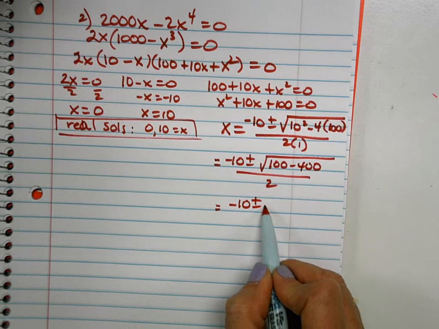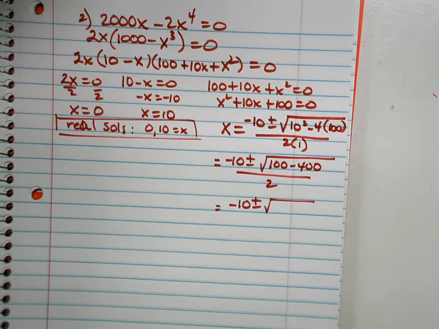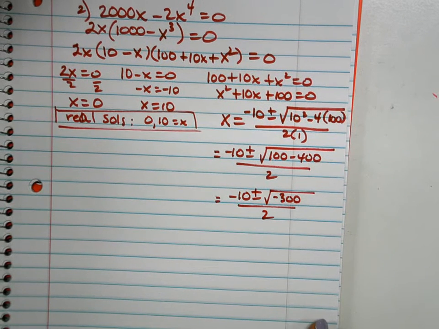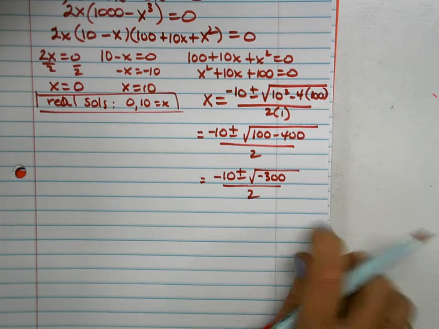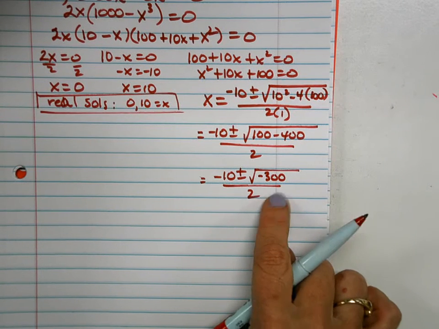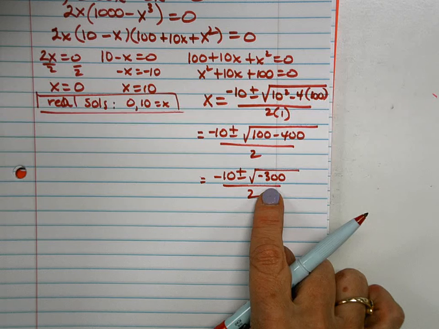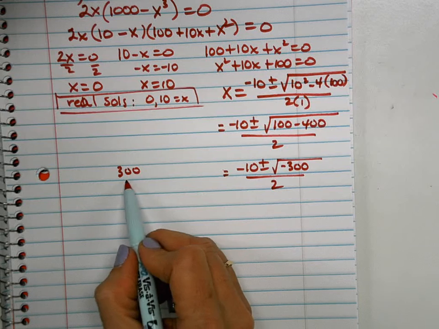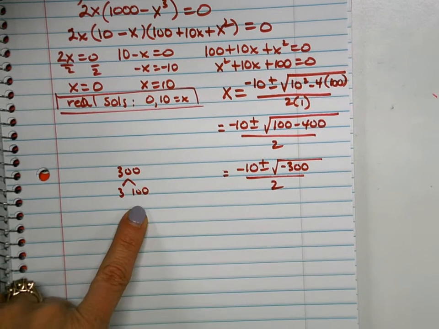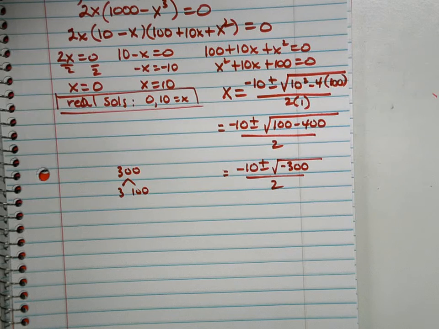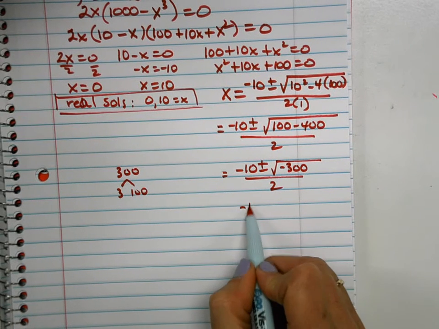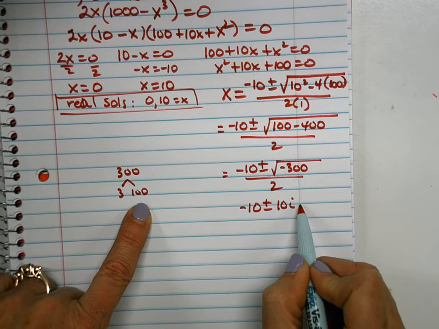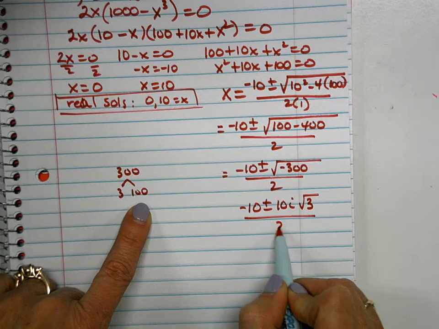So I'd have negative 10 plus or minus the square root of, what's 100 minus 400? Negative 300. Can I cancel a 2 out of everything yet? No, not yet. Got to simplify this. The square root of the negative is going to be i, right? 300, can you think of the biggest perfect square factor of 300? 3 times 100, right? And what's the square root of 100? 10. That would come out. 3 would stay under. So I'd have negative 10 plus or minus. The 10 comes out, but what else comes out here? i, right? 10i root 3 all over 2.